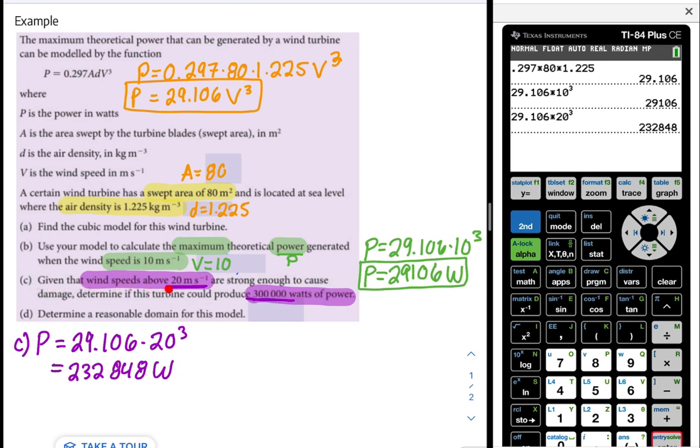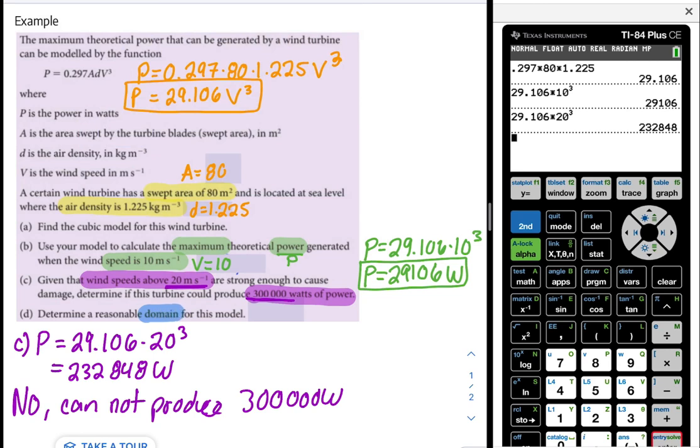Now let's look at what the question asks. Given that wind speeds above 20 meters per second are strong enough to cause damage, can the turbine produce 300,000 watts? Well, the answer is no, because at a speed of 20 meters per second, it is not producing 300,000 watts. So no is our answer, it cannot produce 300,000 watts.